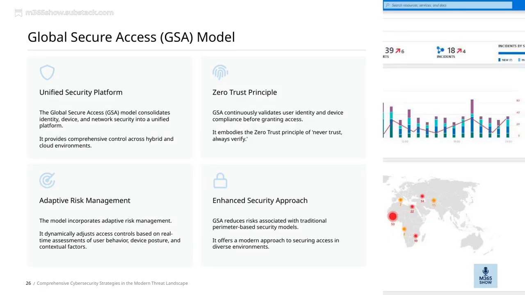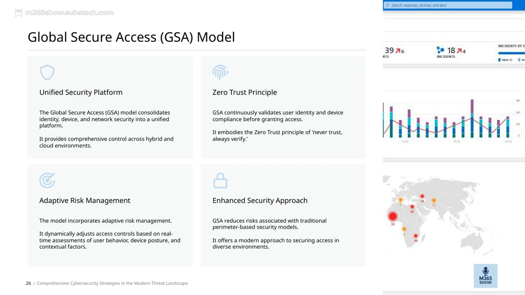Let's take a closer look at the Global Secure Access Model and how it fits into our overall cybersecurity strategy. This model is designed to reduce the risks often associated with traditional perimeter-based security approaches, which can be quite limited in today's complex environments. Instead, it offers a modern, flexible way to secure access across diverse and dynamic settings. At its core, the GSA model emphasizes an enhanced security approach through adaptive risk management.